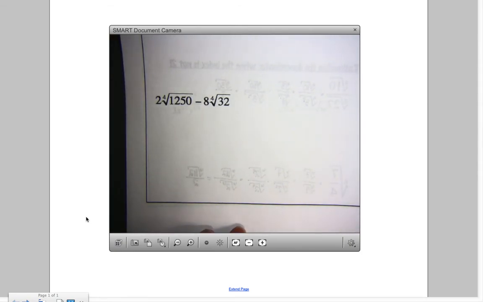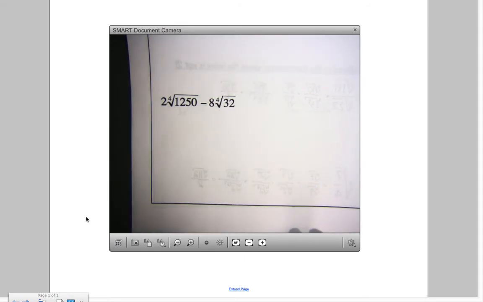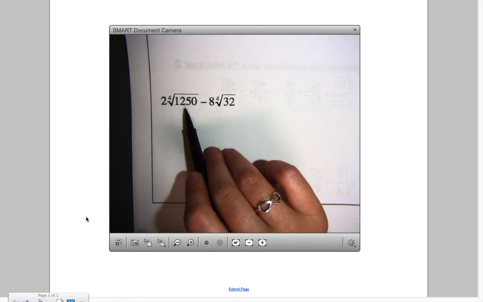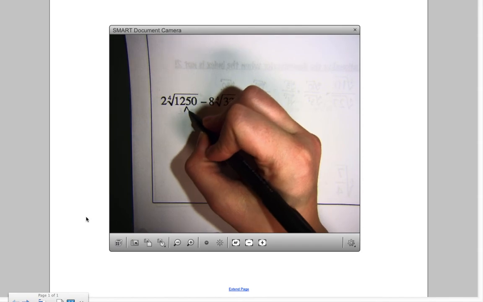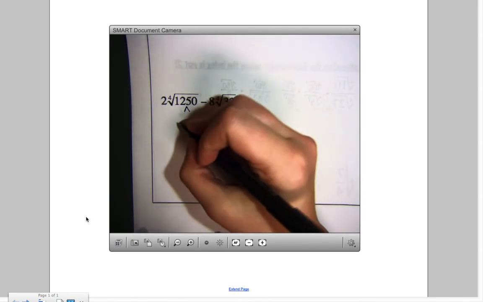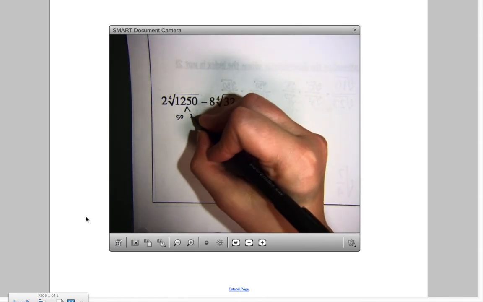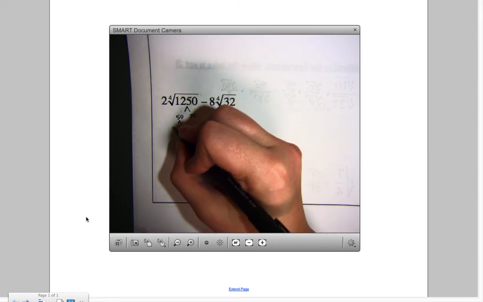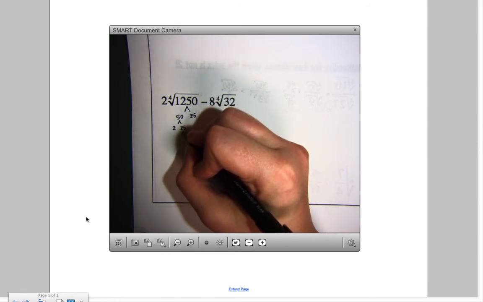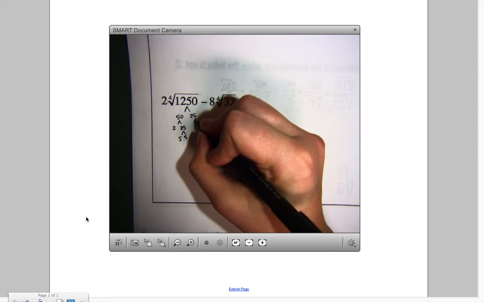Now on this one, notice they are not the same. So you need to try to simplify them so that they are. If I'm going to simplify the fourth root of 1250, I can make a factor tree. That splits into 50 and 25. That splits into 2 and 25, 5 and 5, 5 and 5.